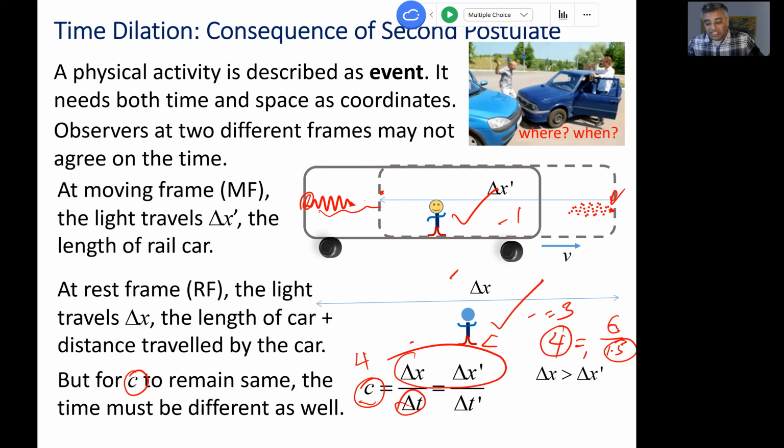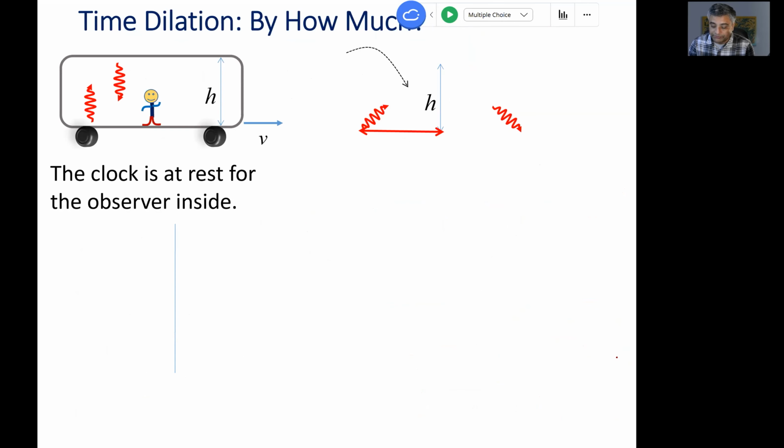Okay, so yes, that's what it is saying. Delta t has to be larger than delta t prime, and that's what we saw there. Okay, so now let's derive the relationship between the two times. I'm just using the Pythagorean theorem here. Looking at the equation, it may look kind of scary, but it's not that bad, okay?